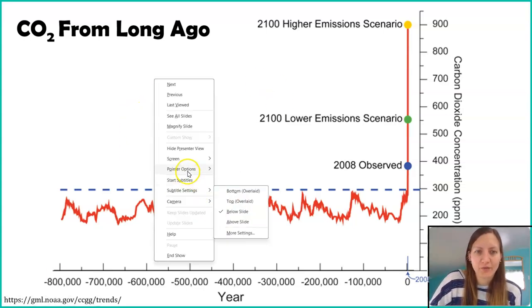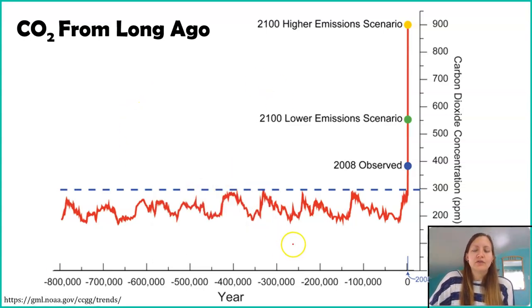Let me actually get a pen out. So let me put this in context for you. Humans, as in Homo sapiens, didn't really start evolving until about 200,000 years ago. And I mention that because there is no way that we have been measuring carbon dioxide all of this time. This data comes from ice cores, specifically from Antarctica.